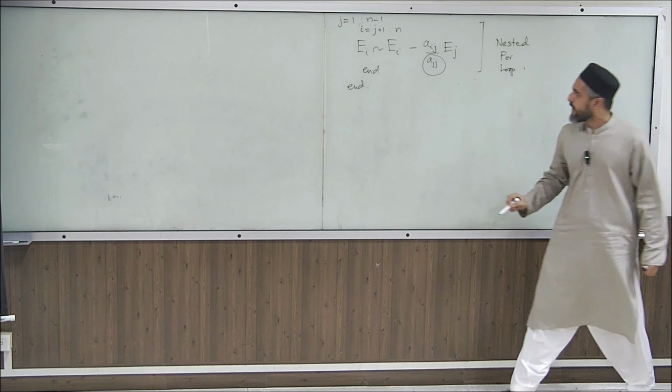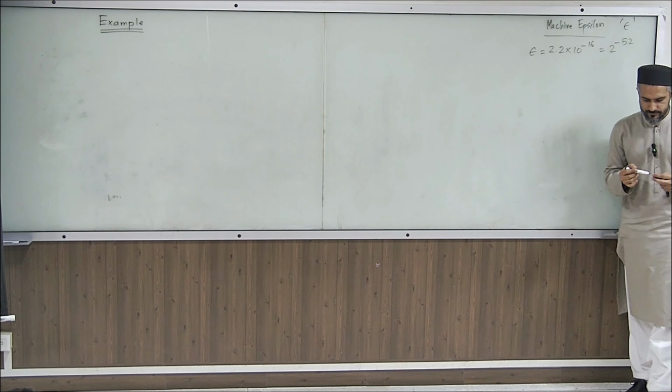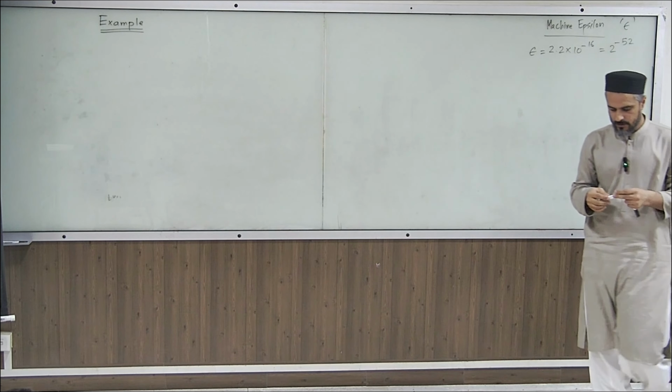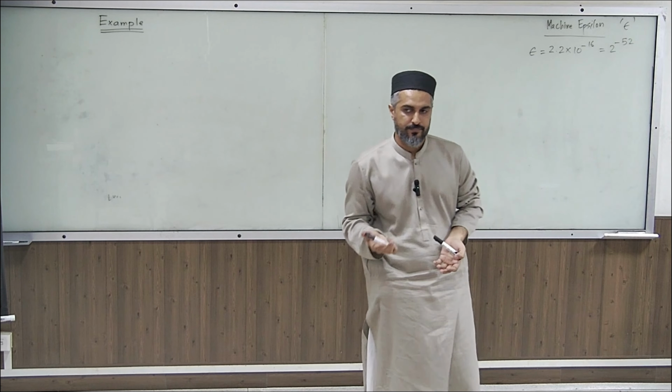It is 2.2 times 10 to the power minus 16, which is 2 raised to the power minus 52. So it is one of the smallest numbers that the machine can store.